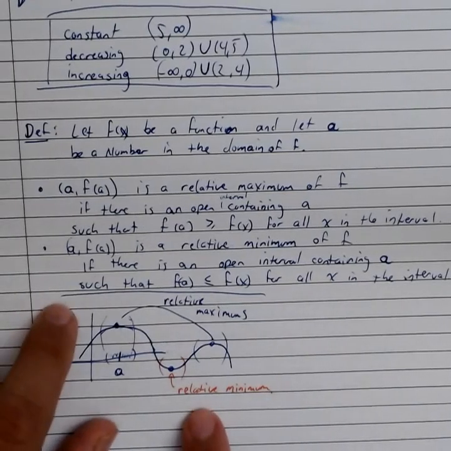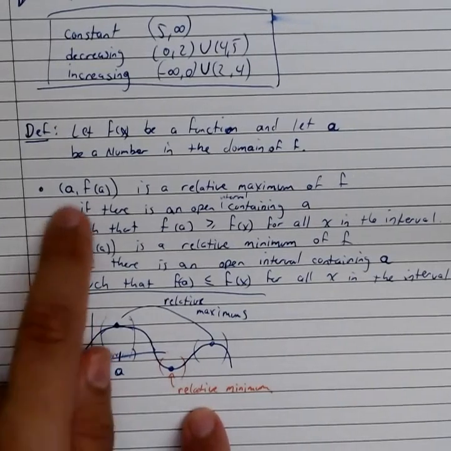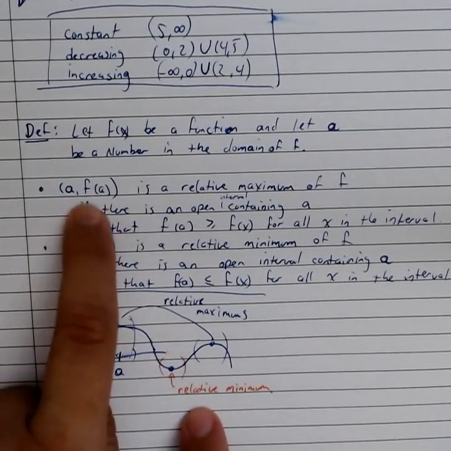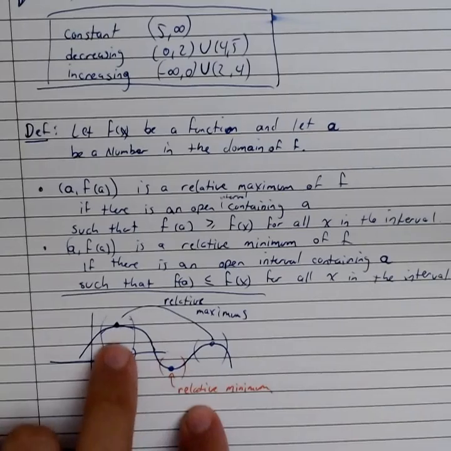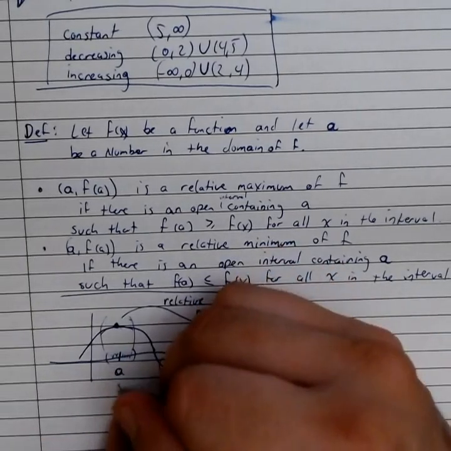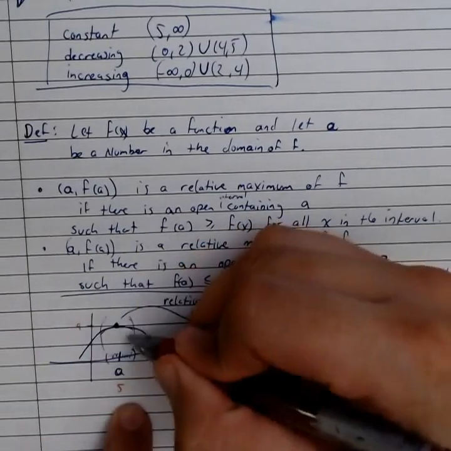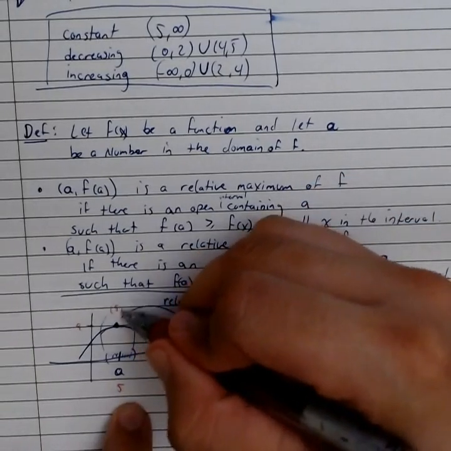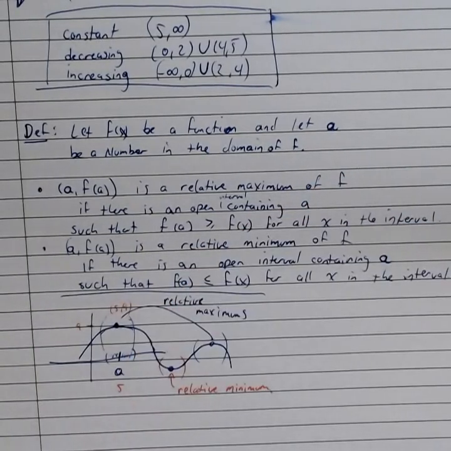And just like with relative maximums, you can have more than one. When you describe a relative minimum or a relative maximum, notice you're describing a point. So you would say, okay, let's say this is the number 5. And let's say up here you have the number 9. Then the relative maximum would be 5, 9. It's a point. Right?